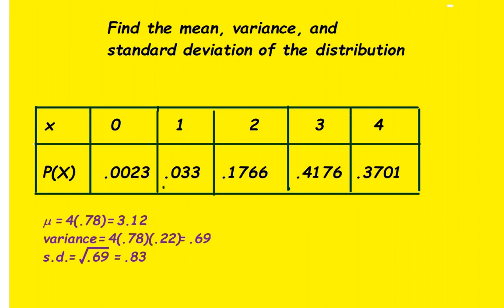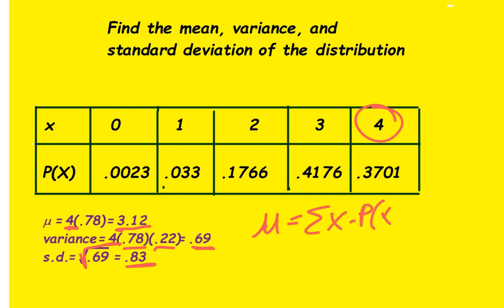So finding the mean, variance, and standard deviation of the example problem we just used would be quite easy. There are 4, and the probability of success was 0.78. So that's 3.12. And so for variance, 4 times 0.78 times 0.22, 0.69. Standard deviation, take the square root of that, 0.83. That is much quicker than going through for your mean and using the sum of x times the probability of x.